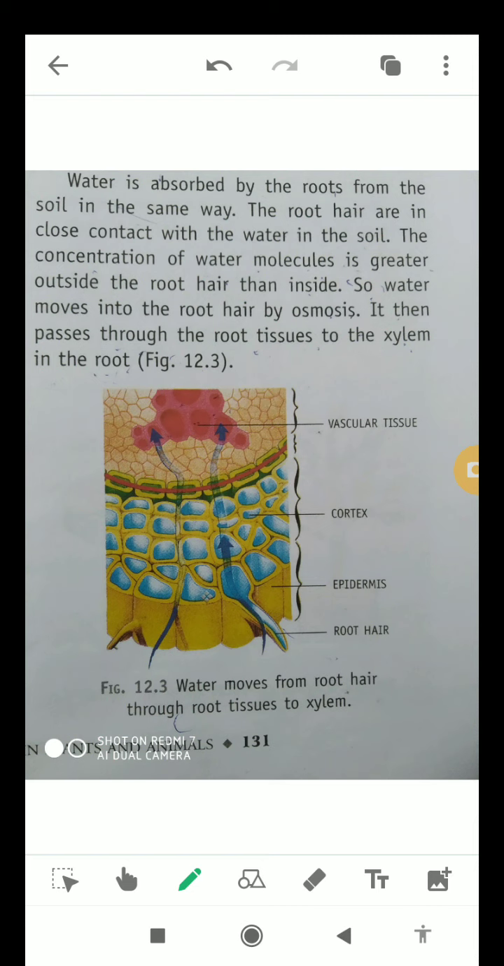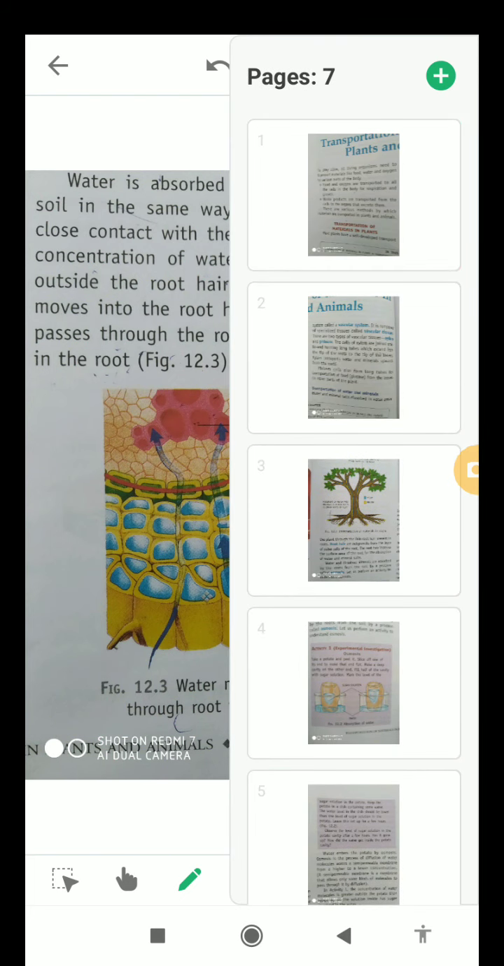So this is the upward movement of water and minerals from the root hairs to the xylem, and from the xylem to the remaining parts of the plant till the tip of the leaves. This is how the transport of water and minerals takes place in plants. I hope students now you will be able to tell about the transport of water and minerals in plants really well.